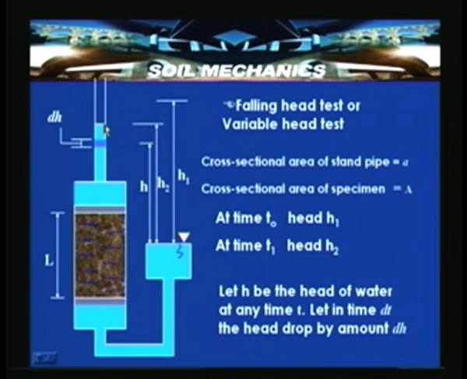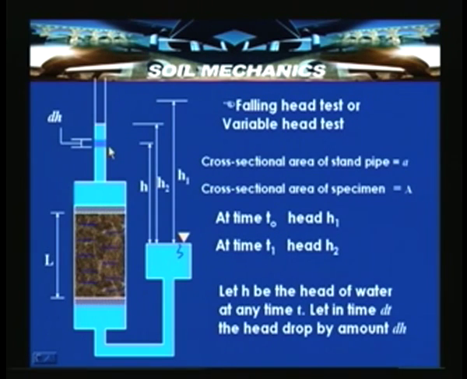Now, at time t equal to t1, the head is h2. So, there is a drop of the head from h1 to h2. Let h be the head of the water at any time t, and let in time dt the head drop by an amount dh. So, dh is the small head drop in a small time dt.